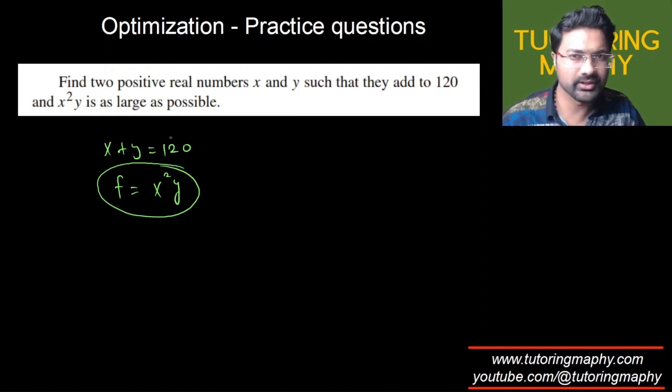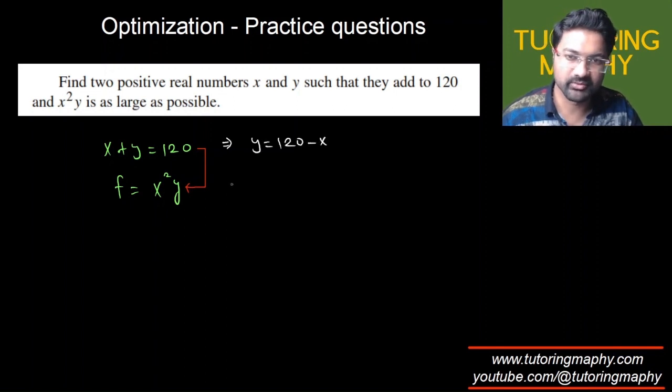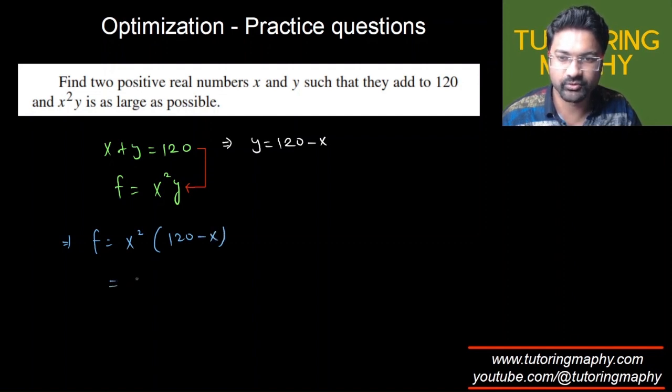But I cannot really do that because I have x and y. I only need x. I cannot really differentiate with the y over there, and that's why the condition is given, so that you can isolate y in terms of x and plug it in over here. So y is equal to 120 minus x, which we're going to plug in over here. So f is equal to x squared times 120 minus x, which is equal to 120x squared minus x cubed.